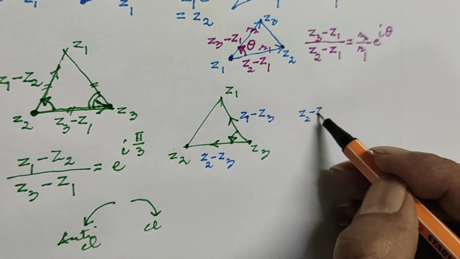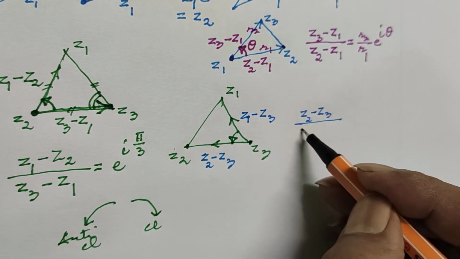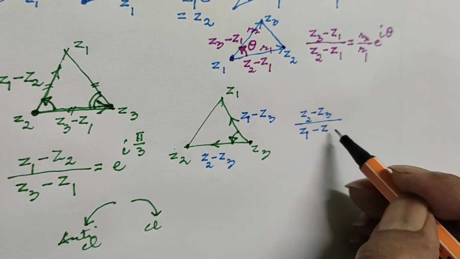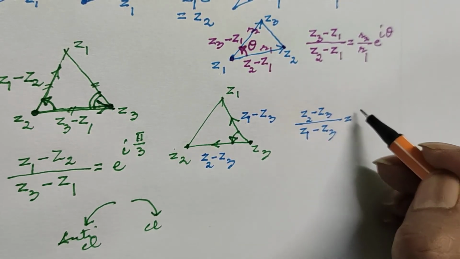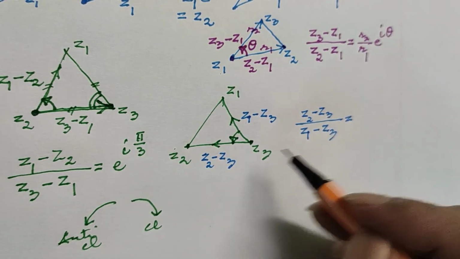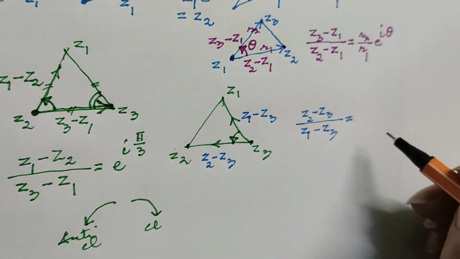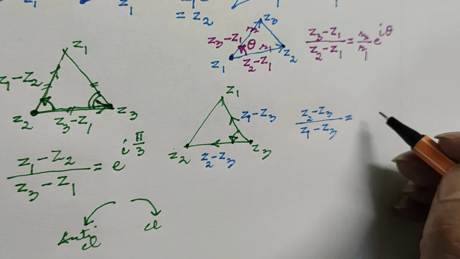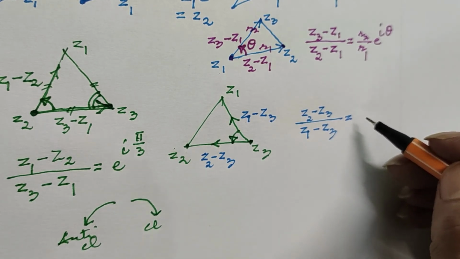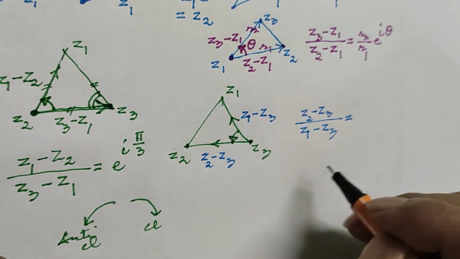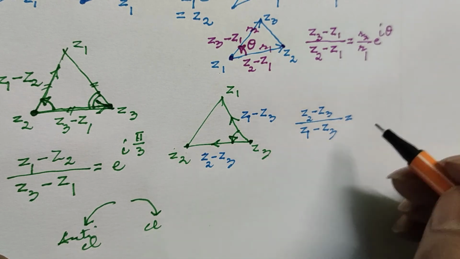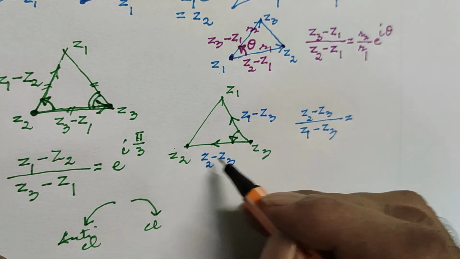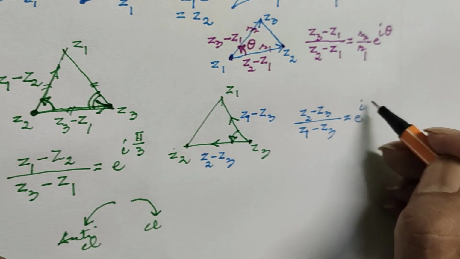Z2 minus Z3 by Z1 minus Z3 is equal to, again, first will come the ratio of the lengths. Being an equilateral triangle, they are equal. We'll soon take another example where they are not equal. When the triangle sides are not equal, then you will have a sense of how to use that. And so this is equal, and we have the angle again as pi by 3.